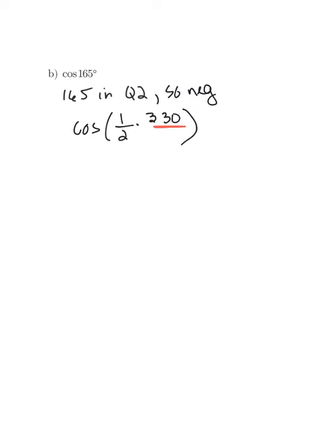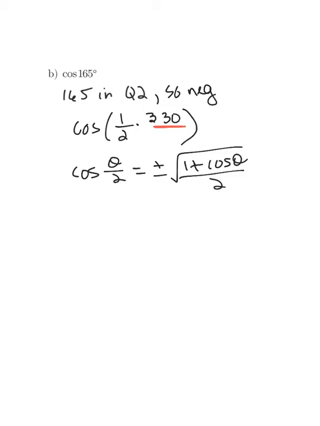The formula for cosine of theta over 2, you are going to do plus or minus the square root of 1 plus cosine of theta over 2. If you think about it, it's theta over 2. So here's our theta, here's our 2. When you go into the formula, the only part you put in is the theta.